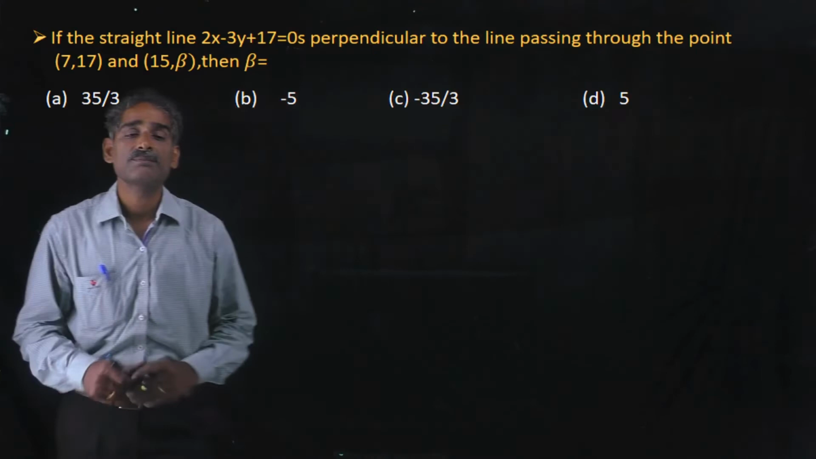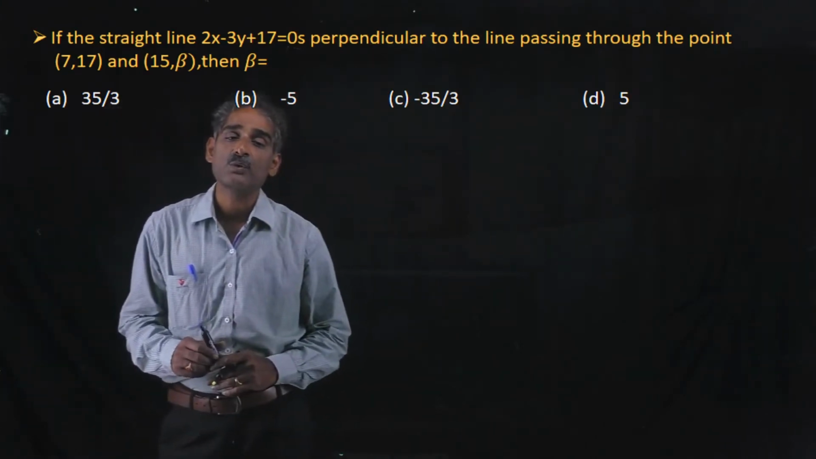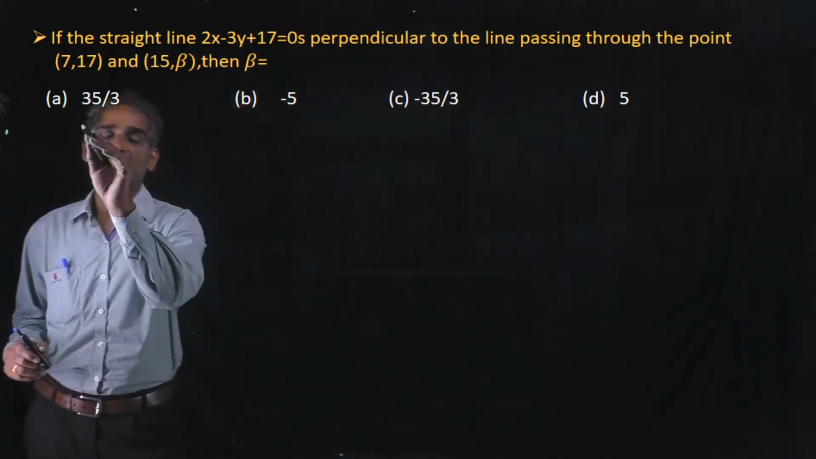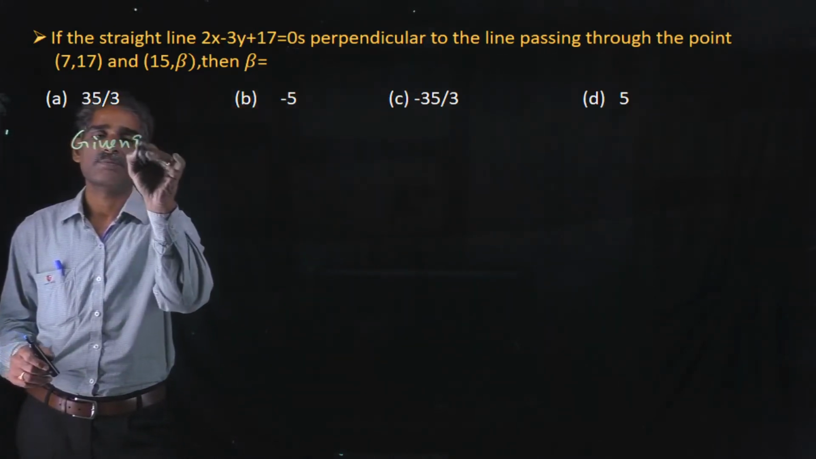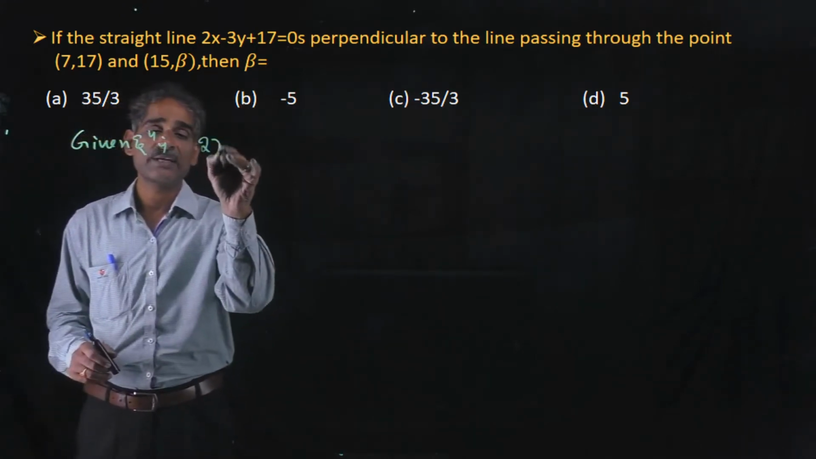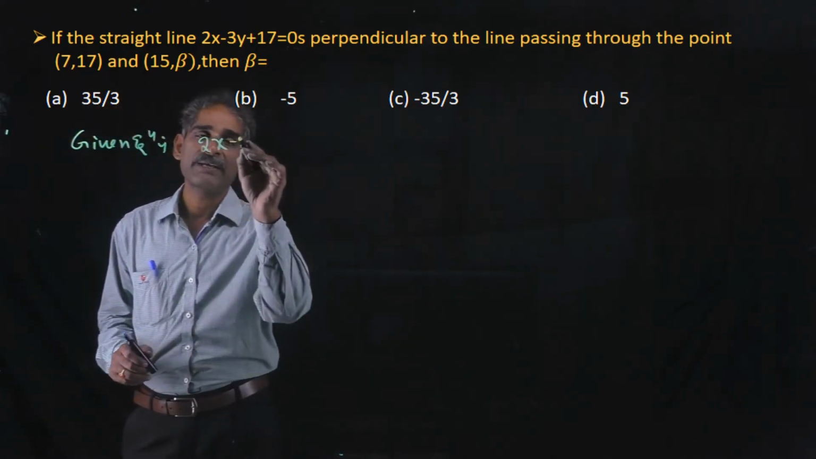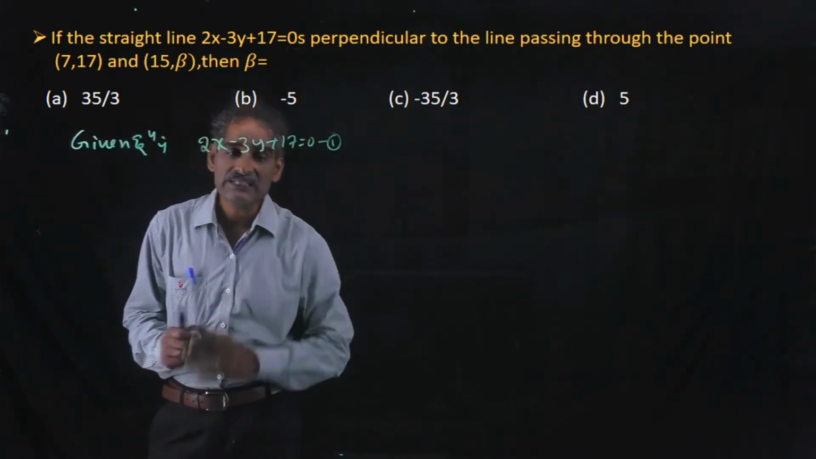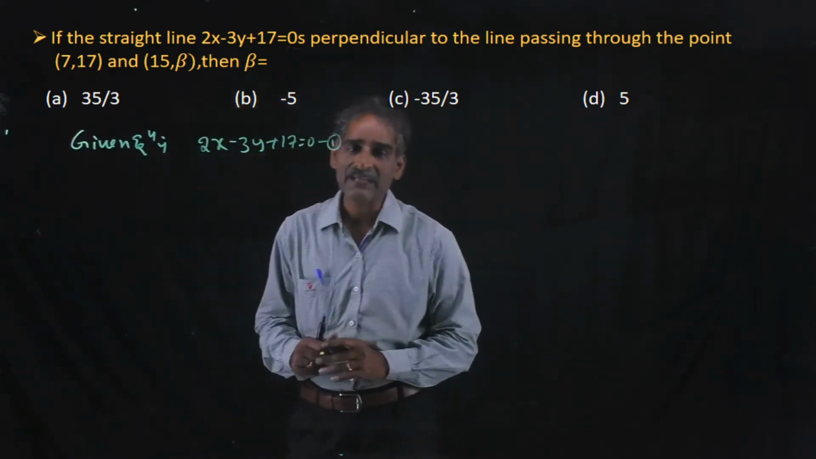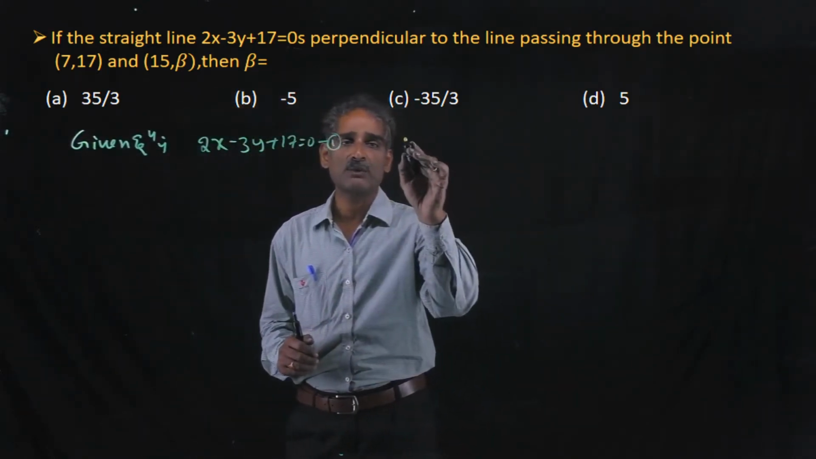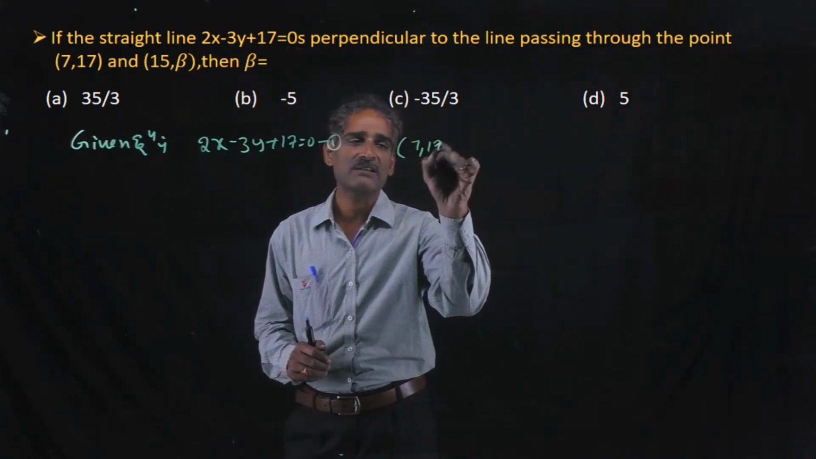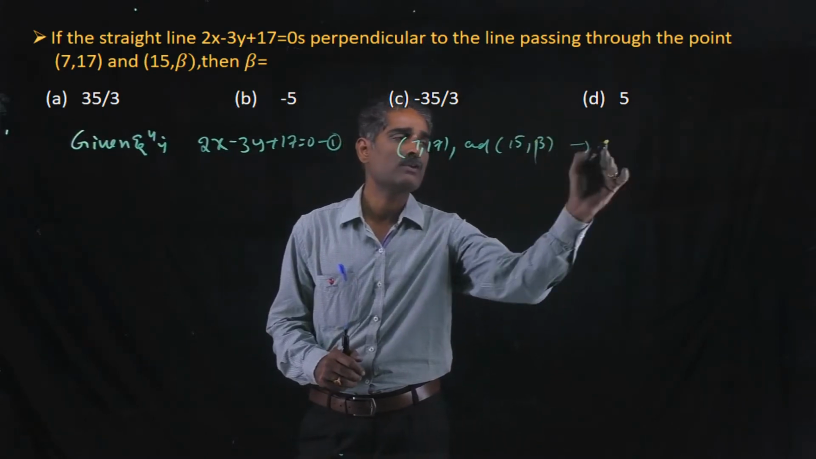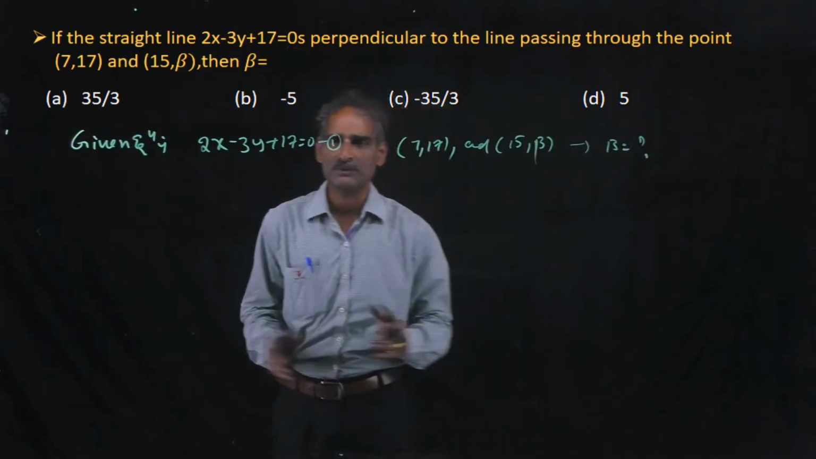Okay, see this problem. The given equation is 2x minus 3y plus 17 equal to 0. Let us call this equation 1. It is perpendicular to the line passing through the 2 points 7 comma 17 and 15 comma beta. Here we have to find the beta value. That is the problem. It's very easy, a direct question.